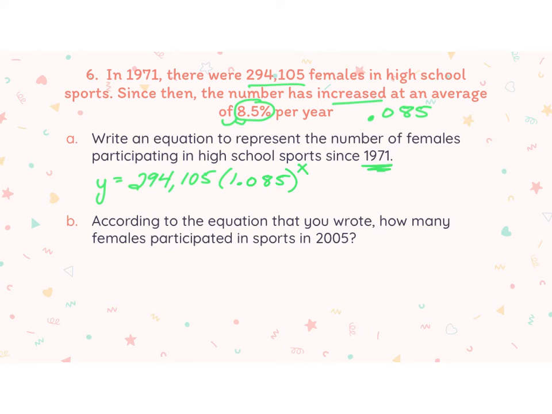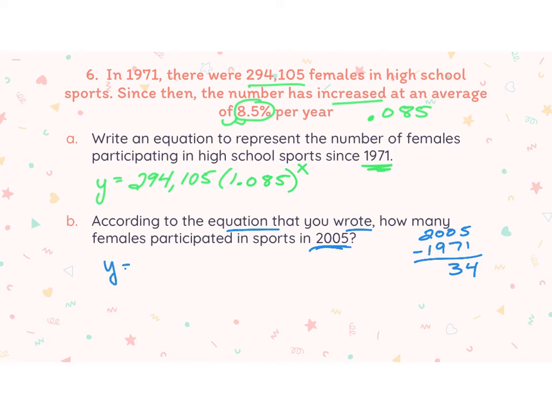According to the equation that you wrote, how many females participated in 2005? I would tell you the cheat code is to take 2005 and just minus 1971. That tells you the number of years, and so we should have 34. So this is 34.